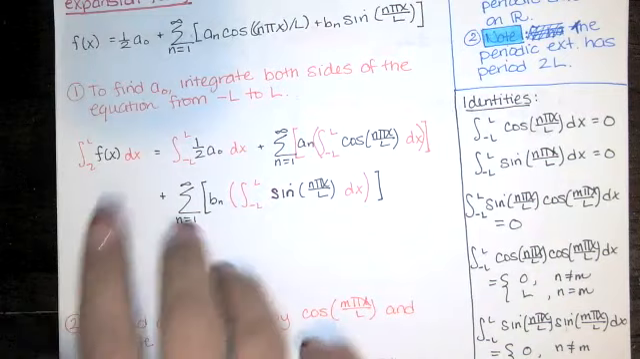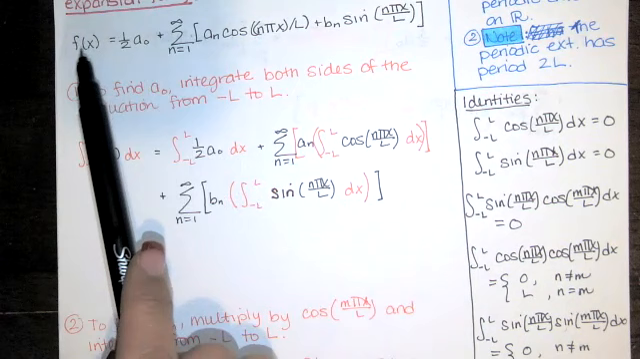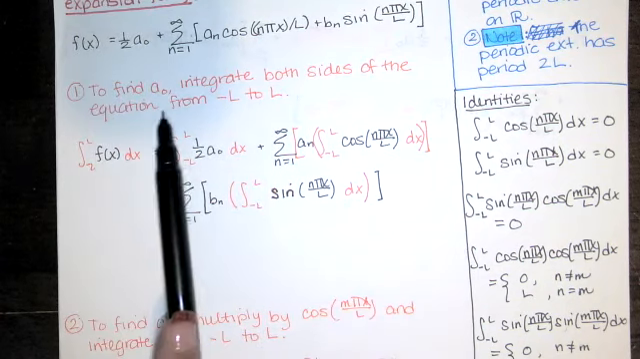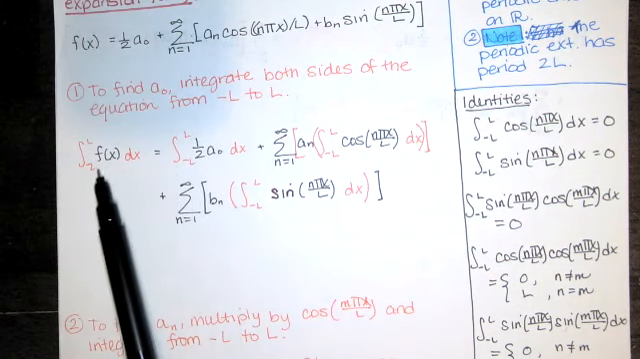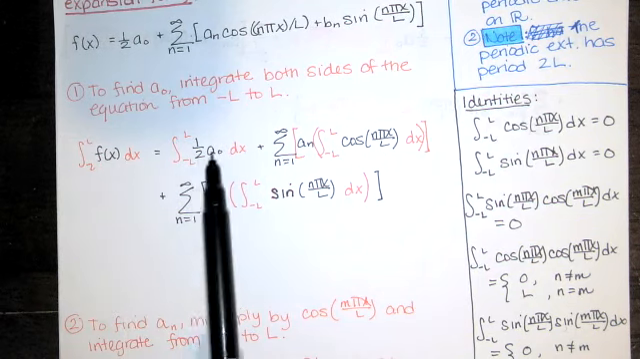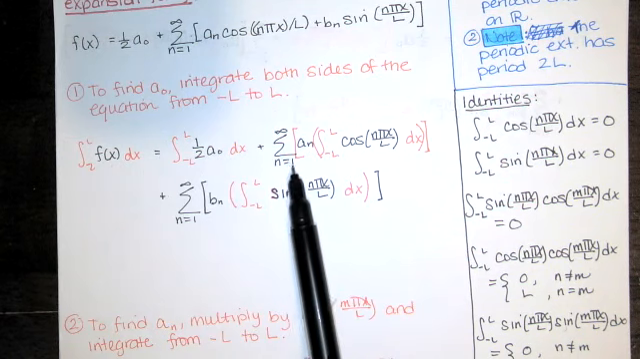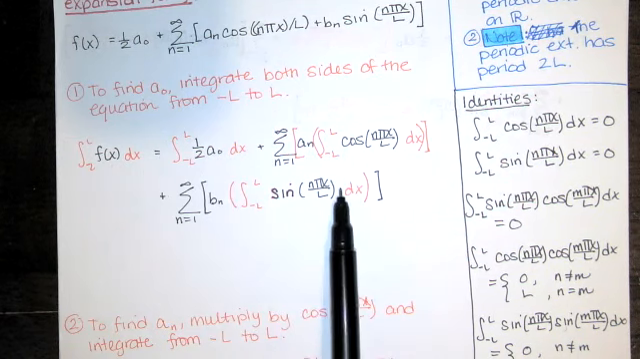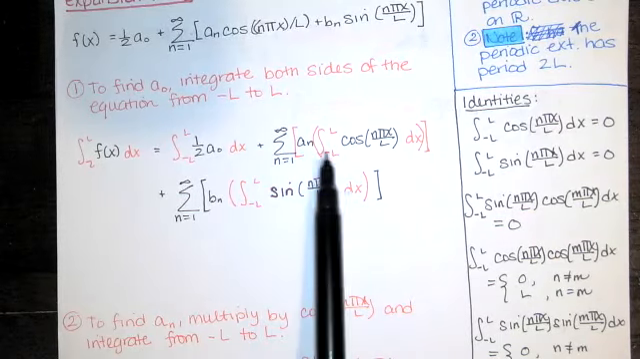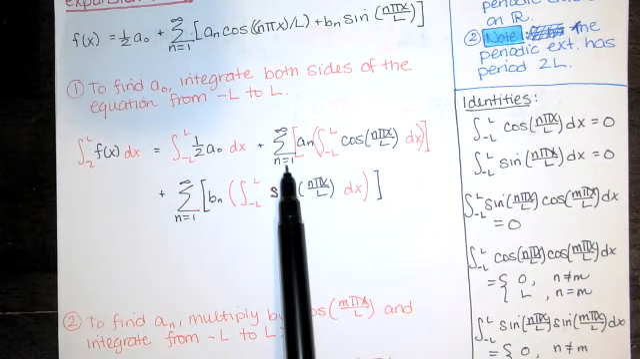So we said before, if you want to find a sub 0 or a naught, all you have to do is take each of these expressions, this one, this one, this one, and this one, and integrate from negative L to L. So we've got the integral from negative L to L of f equals the integral of this constant term from negative L to L. And then we have an integral of an infinite sum. Now, the integral of the sum is the sum of the integrals. So you can pull that integral inside and pull out that constant a sub n. It's going to be constant for different values of n.